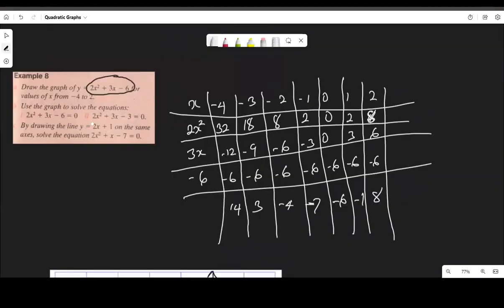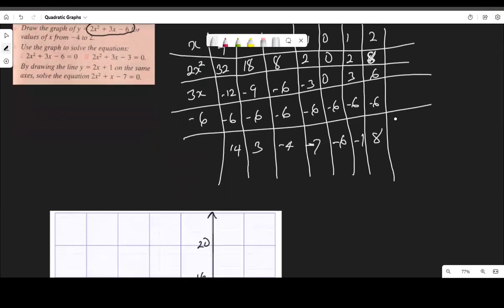And the second part of the question says, okay, use the graph to solve the equation. We just did this. And the second is 2x squared plus 3x minus 3 equal to 0. Now we're going to compare this equation and this equation. We see that we have 2x squared here, we have 2x squared also here. We have 3x here, we have 3x here. So we are going to subtract the two equations and see the difference.